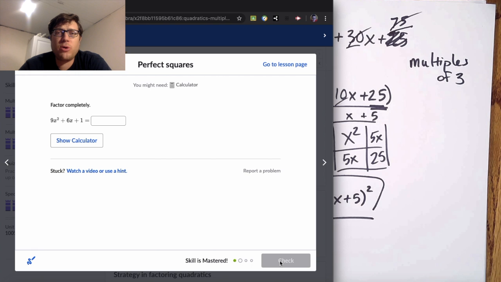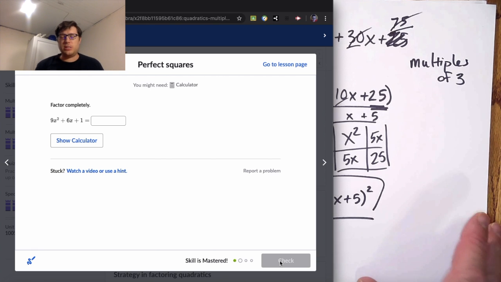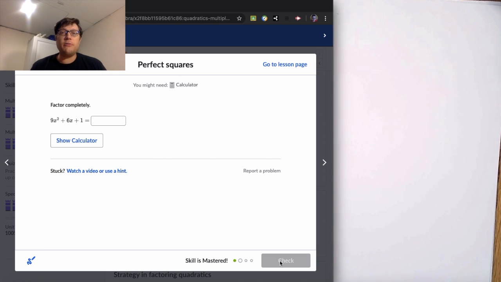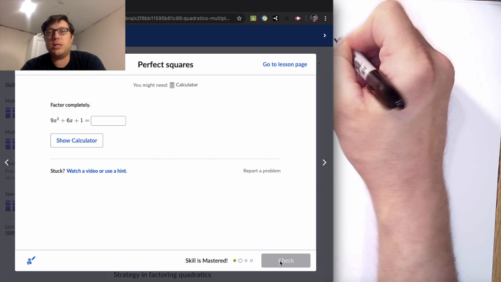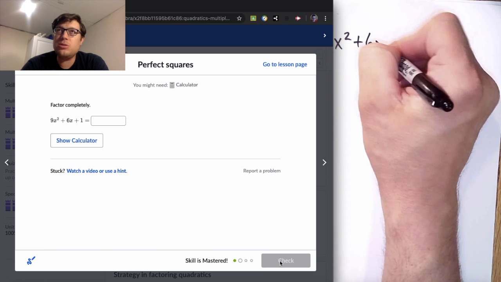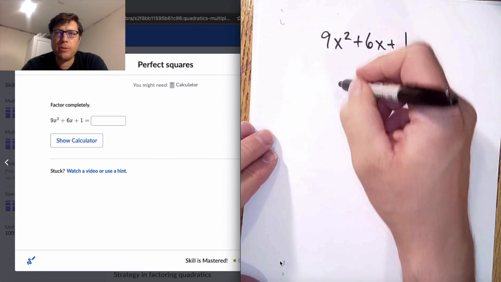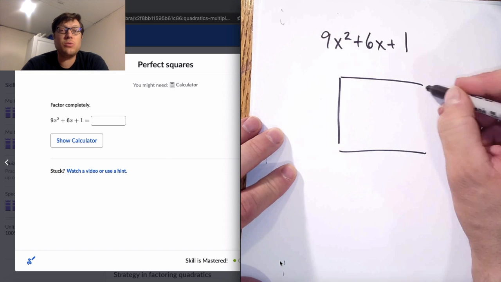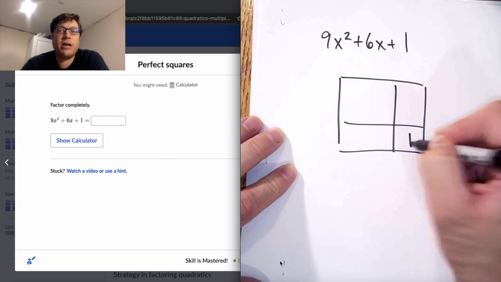I'm going to keep going. I got a different question. I try to give you a chance to see some of the different types of these problems and give you a chance to be successful on your own. So for this one, I have 9x squared plus 6x plus 1. And that strategy I used in the first example, look for a common number, doesn't work here. 9, 6, and 1, they only share 1 as a common factor.